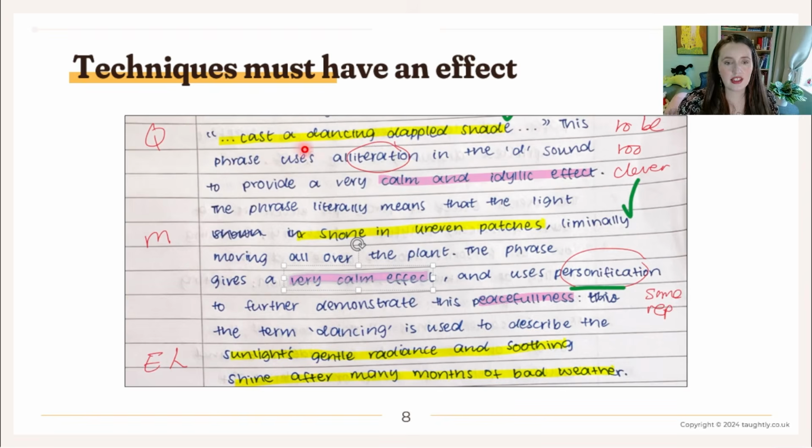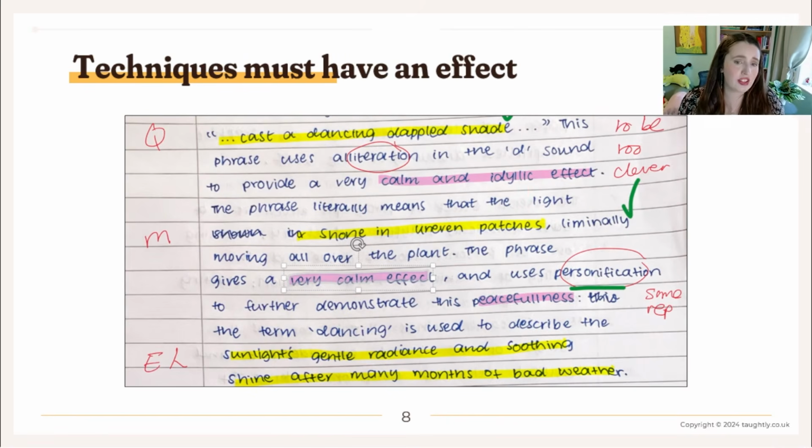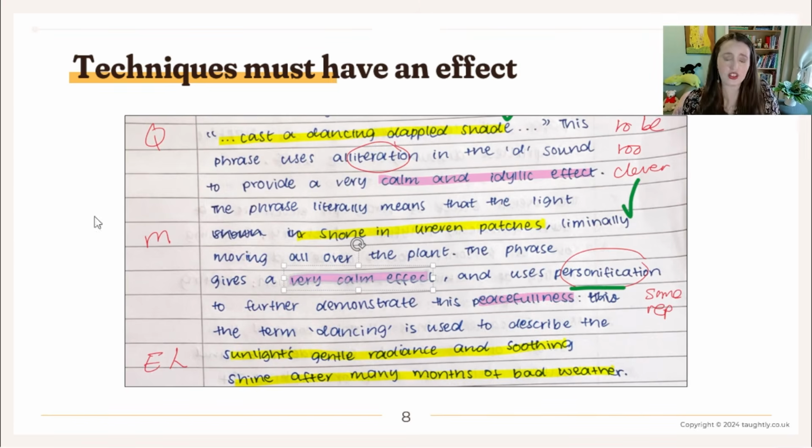Look at this. "Cast a dancing dappled shade." This phrase uses alliteration in the D sound to provide a very calm and idyllic effect. How does alliteration create a calm and idyllic effect? Doesn't quite make sense, and especially alliteration of the D sound, because D is quite a harsh sound. Might even be associated with gunshots. So she's not said the effect. She thinks that she's done enough by saying that it's alliteration. Her effect doesn't make sense. No extra marks for saying that it's alliteration there, because she's not done anything with it.